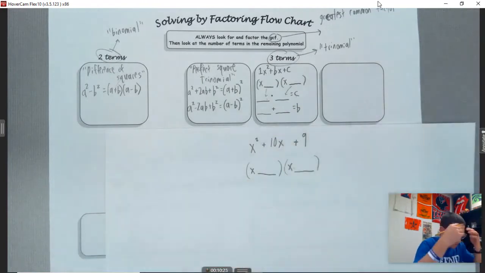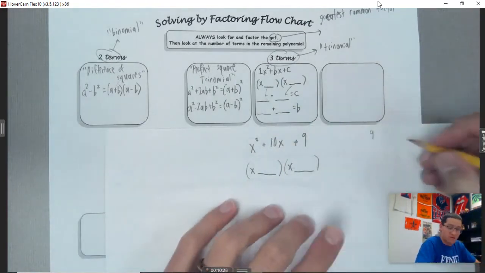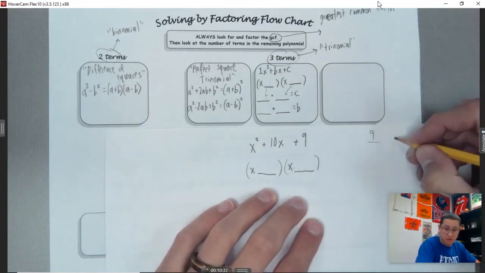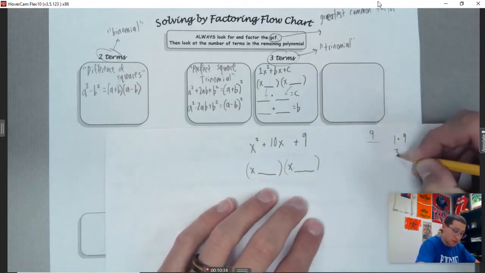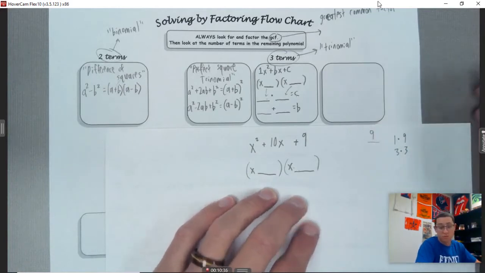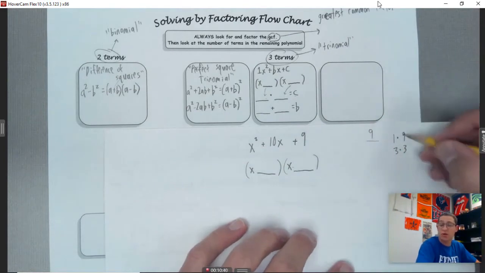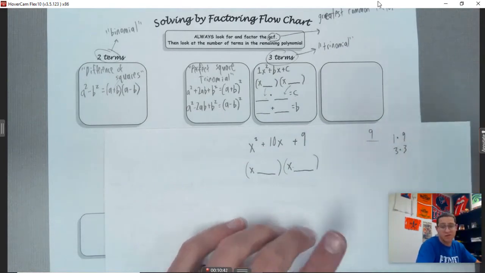So you could fiddle around with this, right? You think about the factors of 9. 9 can be split as either 1 times 9 or 3 times 3. Depending on the number, you might have multiple options, but those are really your only options here. You've got 1 times 9, 3 times 3.